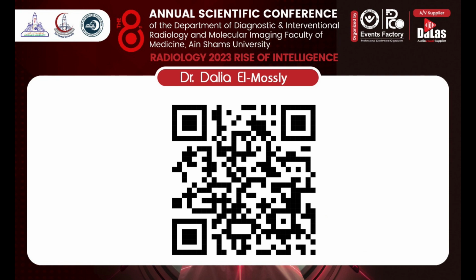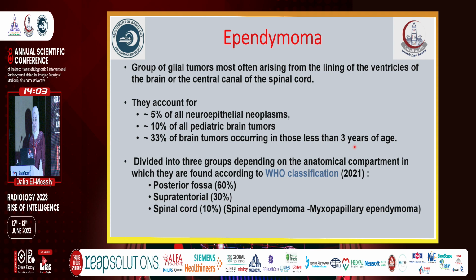Our case is ependymoma. Ependymoma is a group of glial tumors, most arising from the lining of the ventricles of the brain or from the central canal of the spinal cord. They account for 5% of all neuroepithelial neoplasms, 10% of all pediatric brain tumors, and 33% of brain tumors in less than 3 years of age.